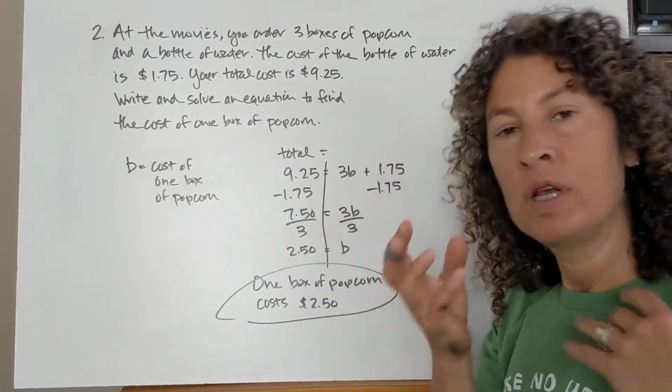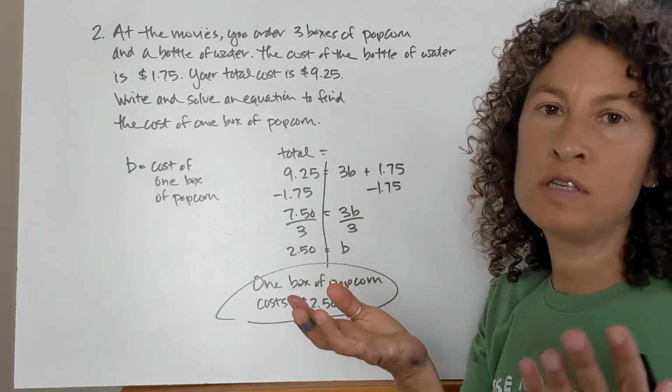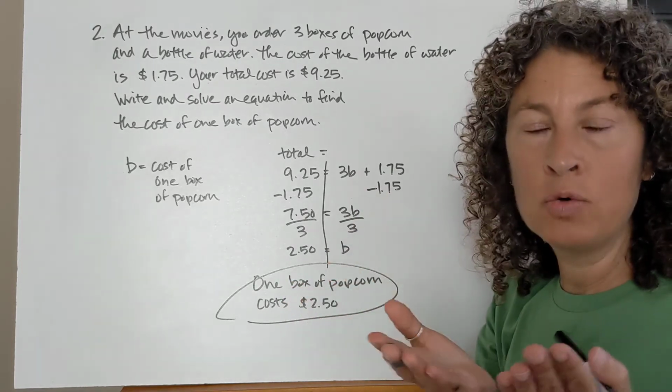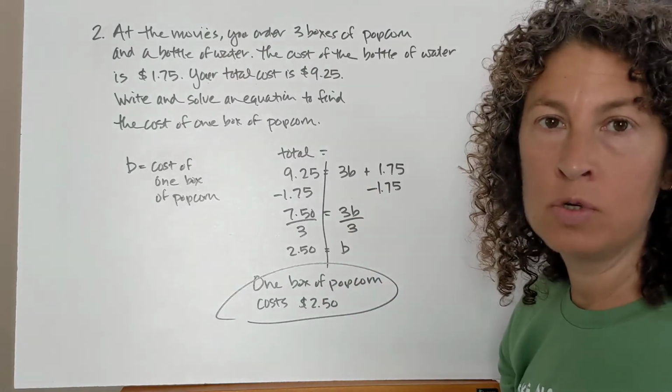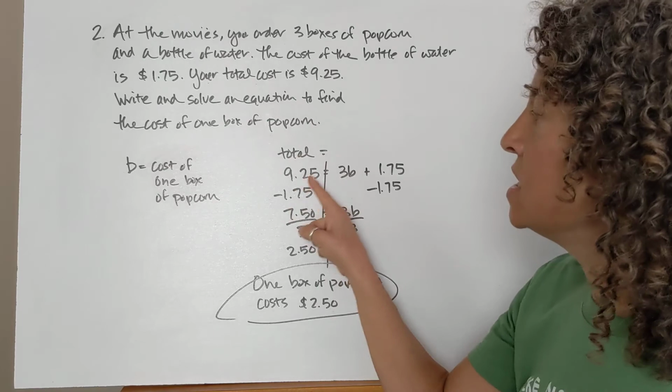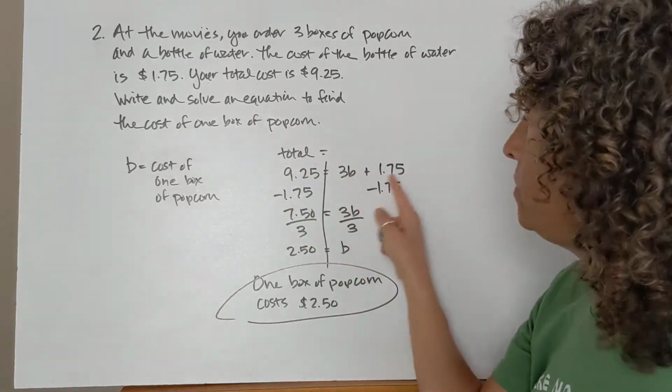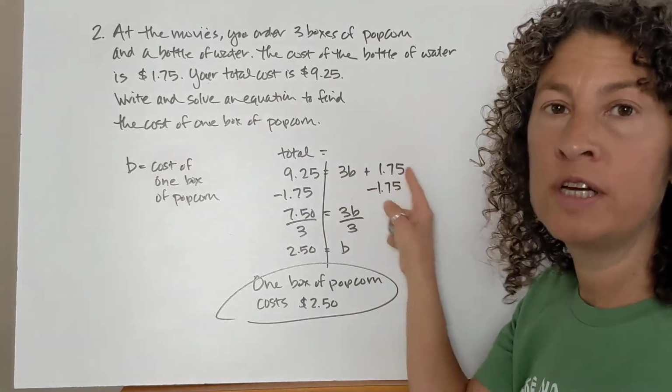If I was at the counter and they said, this is how much it costs for popcorn, this is how much it costs for water, I would add those two together to come up with my total. So I'm going to add those two together. So this is the total. This is how I put the total together.